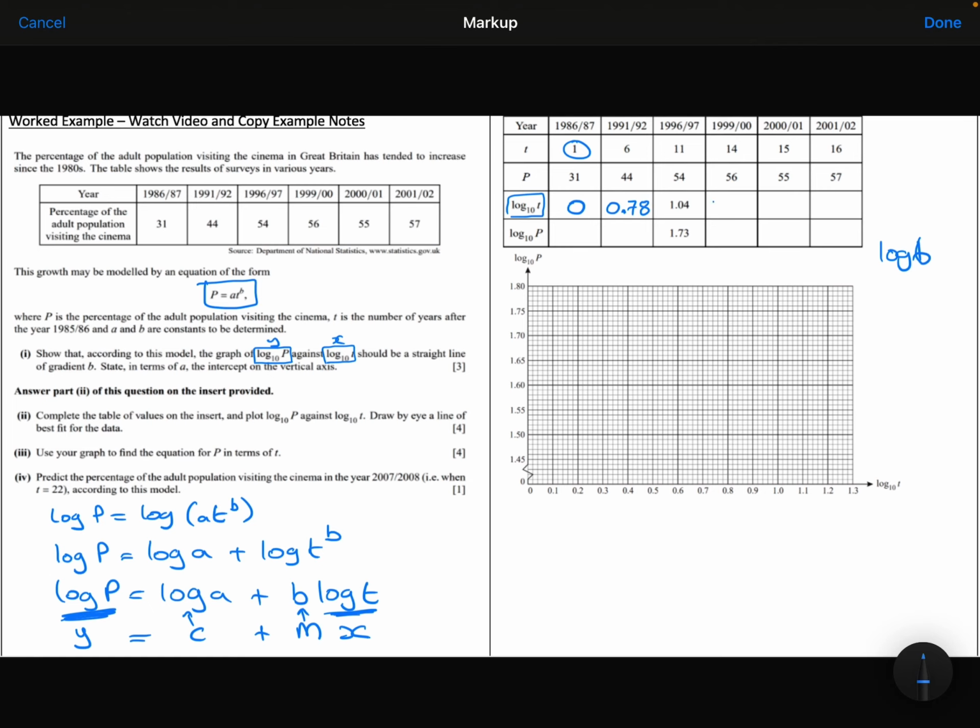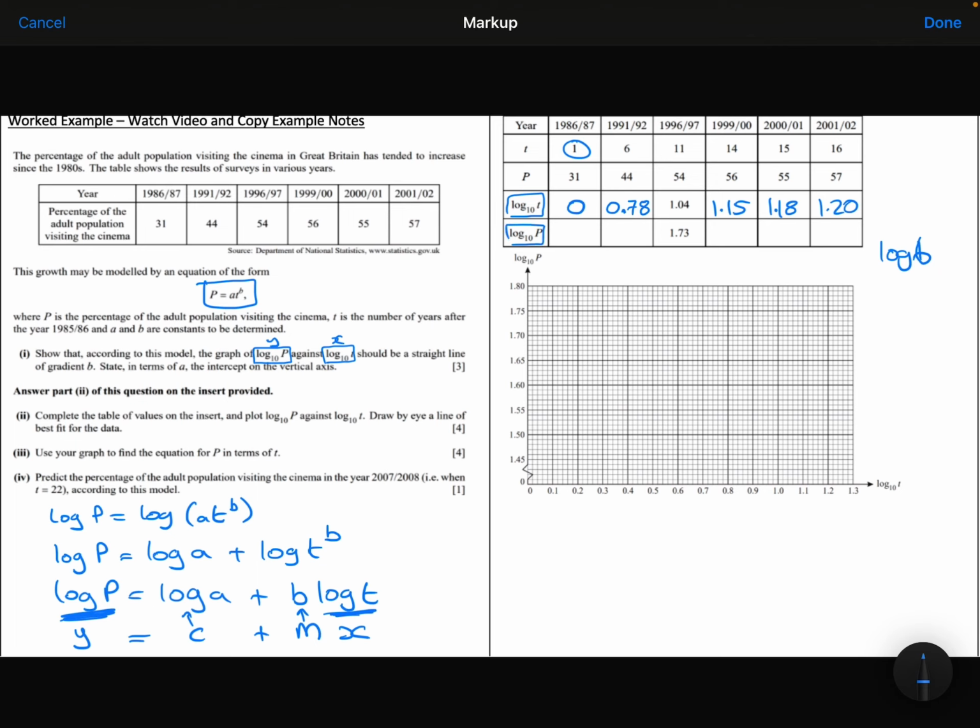which gives 1.15. I'll now do log of 15, which is 1.18. And then finally log of 16, 1.20. I now need to do log base 10 of P.